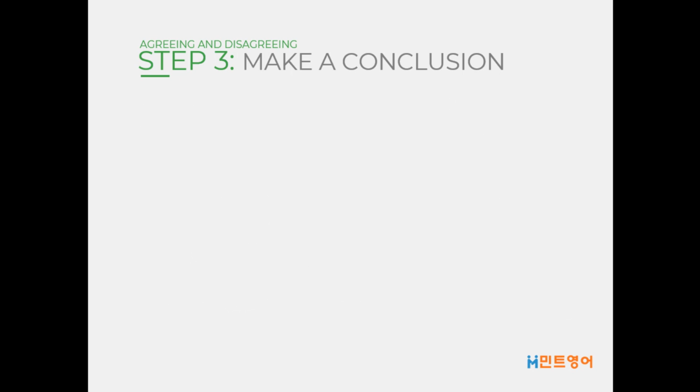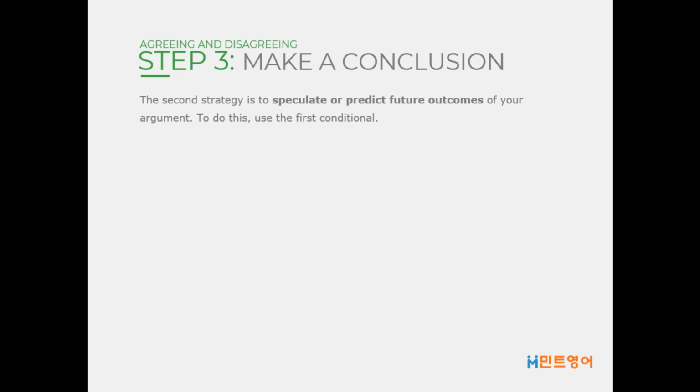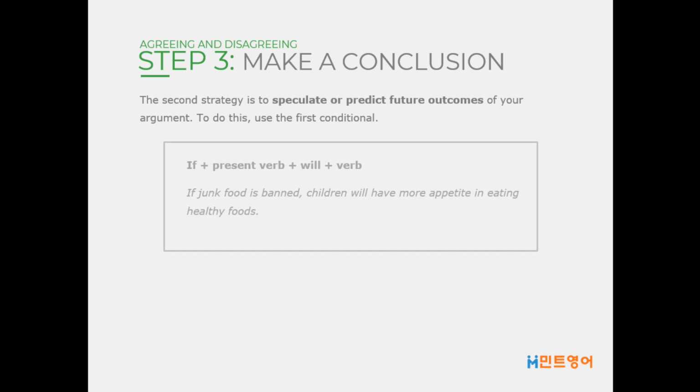The second strategy is to speculate or predict future outcomes of your argument. To do this, we will again use the first conditional. Presented to you is the structure of the first conditional and an example of how it's used in creating a conclusion to your agreement or disagreement.